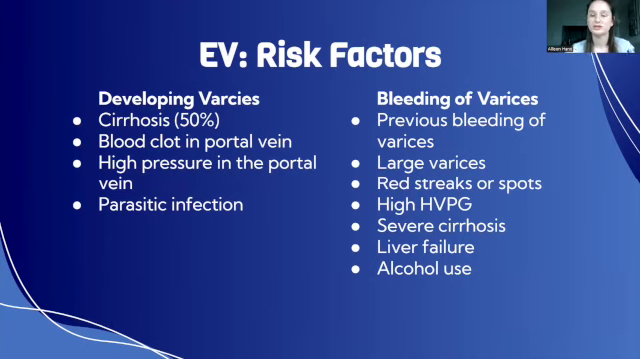So some risk factors for developing EV are, like I said, liver pathology, so especially cirrhosis of the liver. If there's a blood clot or high pressure in the portal vein, so again, just not adequate blood flow through the liver. And then there also is a parasitic infection.